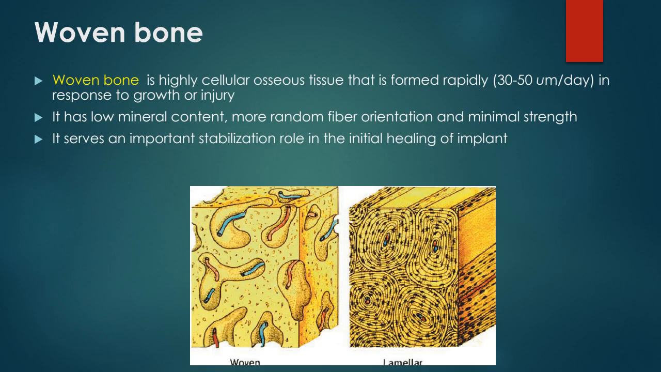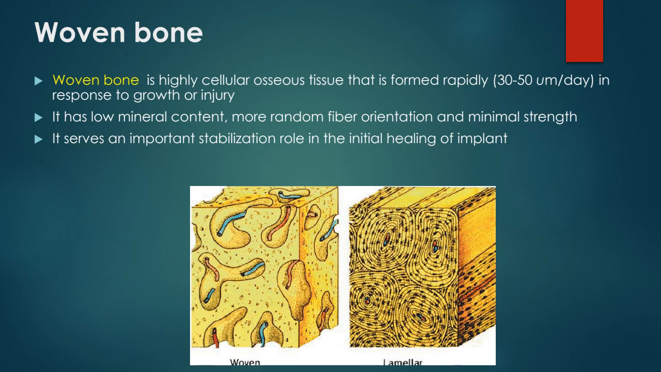Okay, woven bone, as we said, is highly cellular tissue formed very rapidly at about 30 to 50 microns a day, and it's a response to growth or injury. It has a low mineral content, more random fiber orientation, and we do not see a similar structure as in the lamellar bone itself. Okay.